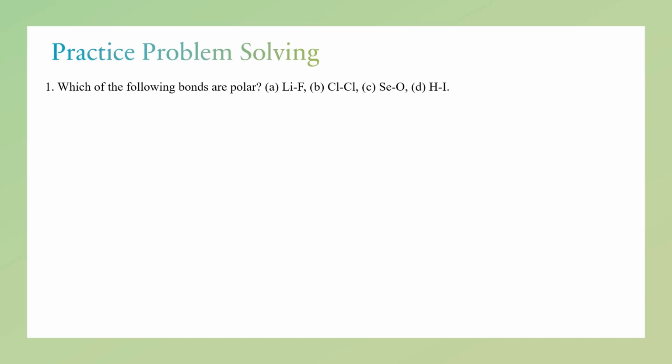Practice problem solving. We learned three concepts: electronegativity, and then using electronegativity, how we can determine bond polarity, and then dipole moment. So let's apply those three concepts in these questions. The first question is, which of the following bonds are polar? Three bonds are given. The strategy here is to calculate the electronegativity difference between the two atoms.